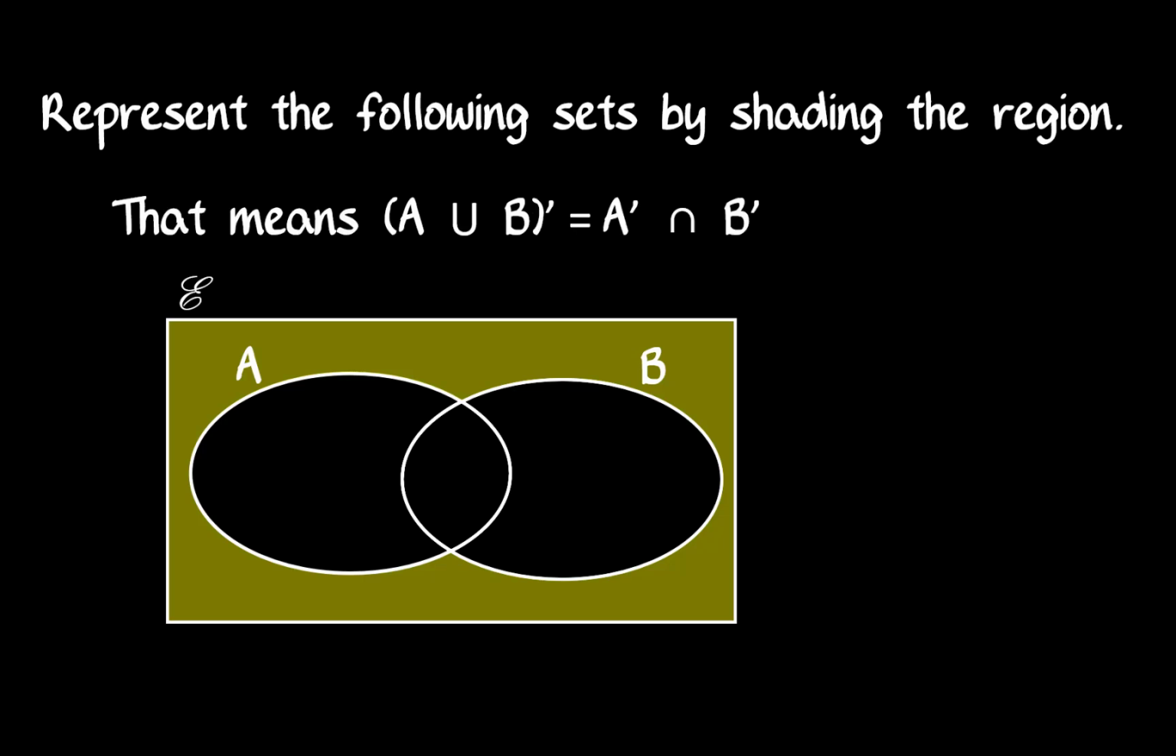Okay, that means that A union B complement is equal to A complement intersect B complement, because A union B all complement looked just like this as well. All right.